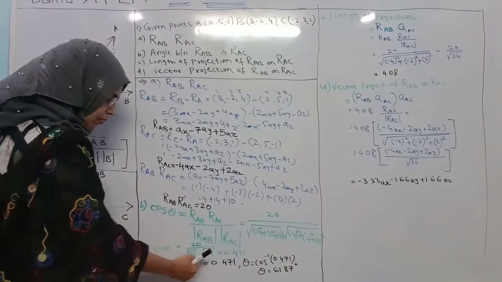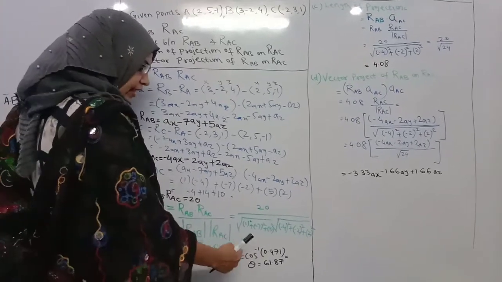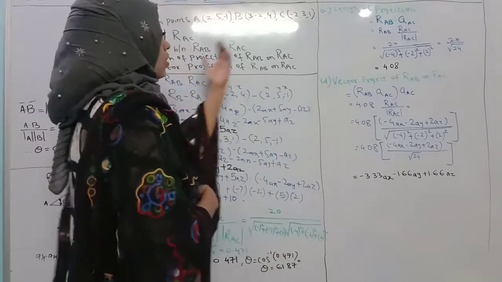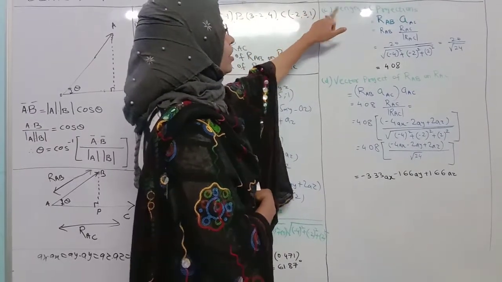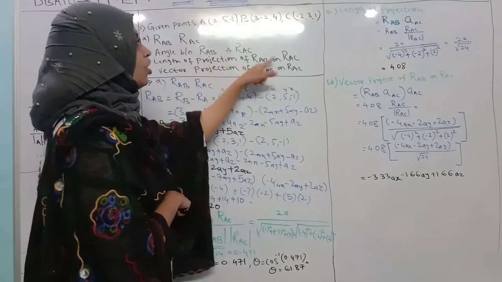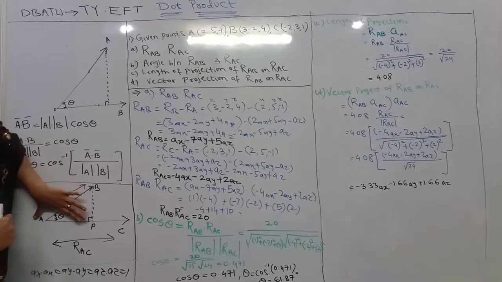But theta will be equal to cos inverse of 0.471, so you will get 61.87 degrees. Now section C, the length of the projection. What is mentioned here? Length of the projection of RAB on RAC. So RAB is projecting on RAC.